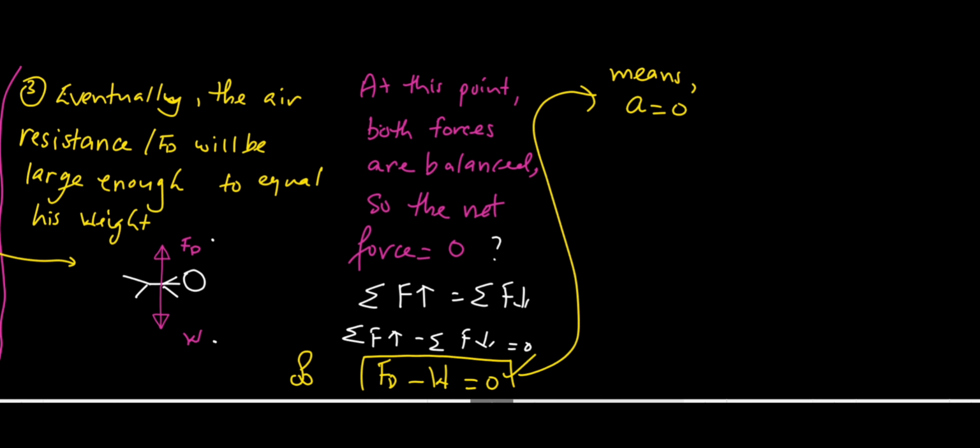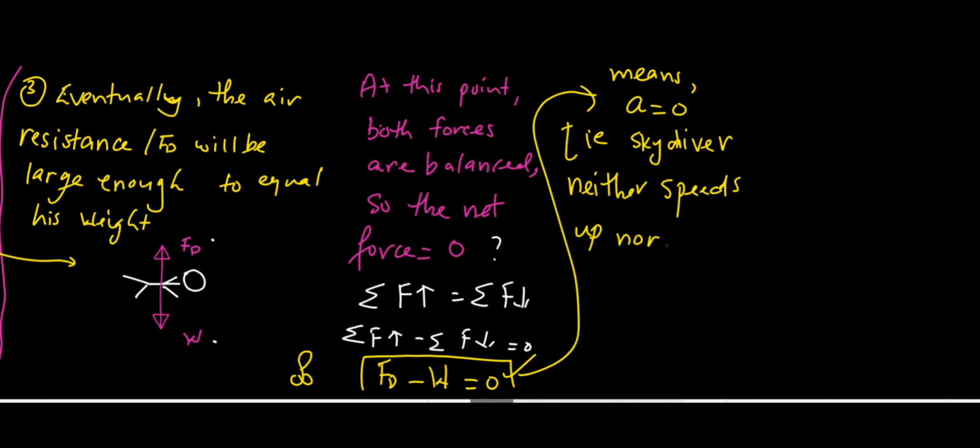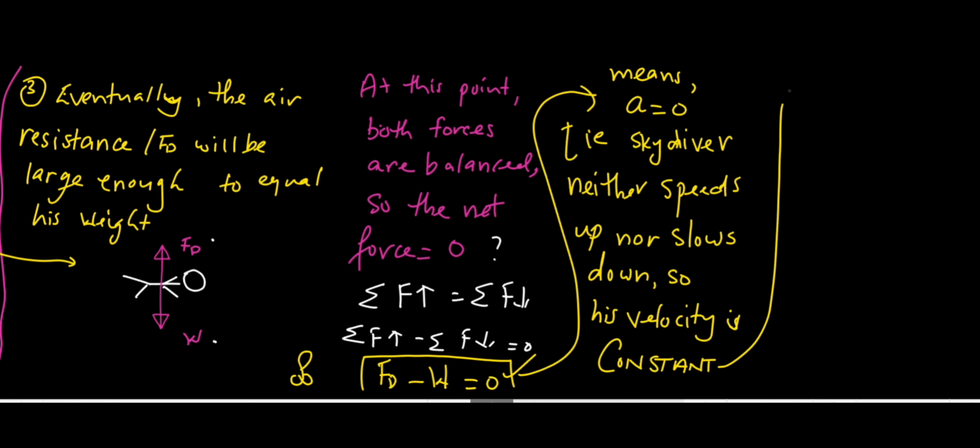Well, from F equals ma, if net force equals zero, then the acceleration of this person, skydiver, parachuter, is also equal to zero. So what does that mean? If acceleration equals zero, the person neither speeds up nor slows down. In other words, this parachuter or skydiver will be moving at a constant velocity. This constant velocity, where the net force equals zero, is known as the terminal velocity. We can denote it as v subscript t, at least for simplicity.